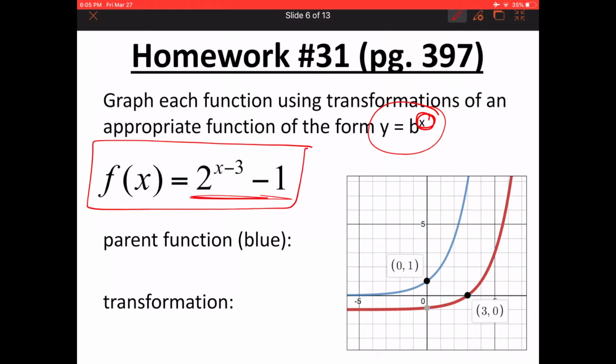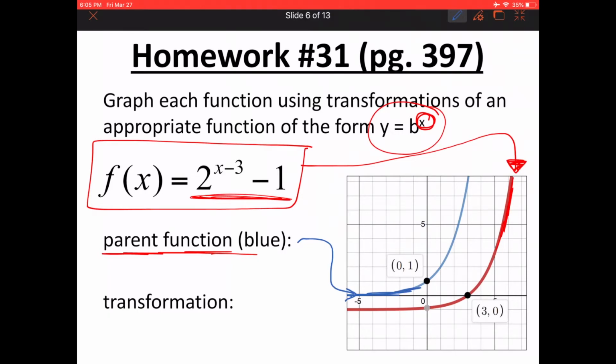So this is the function that the book will tell you to graph. Make sure you enter this into y equals in your calculator. And when you enter that, this is the graph you will get, this red line. Now what you need to tell me is what the parent function should be. I've already graphed the parent function for you. It's here in blue. But you need to tell me what that equation would be.